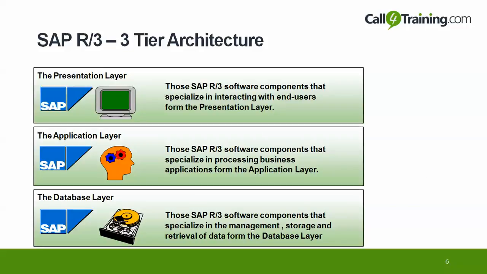Now, when I speak of R3, it means there are three layers. We call it the three-tier architecture. The first one is the presentation layer. That is what the end user sees. That is what a developer sees. That is what a functional consultant would see. That is our laptop or a monitor, the presentation server. That is the software components that specialize in interacting with end users from the presentation layer.